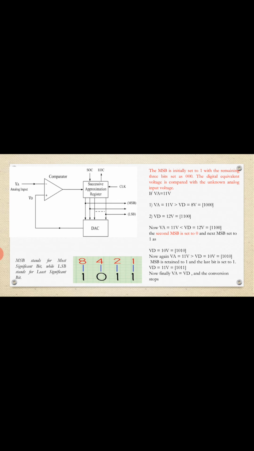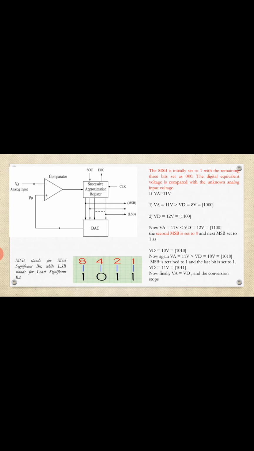Before explanation, let us overview on the diagram what things are connected. First one is the comparator. The comparator has the inverting and non-inverting terminals, with analog input VA and VD.